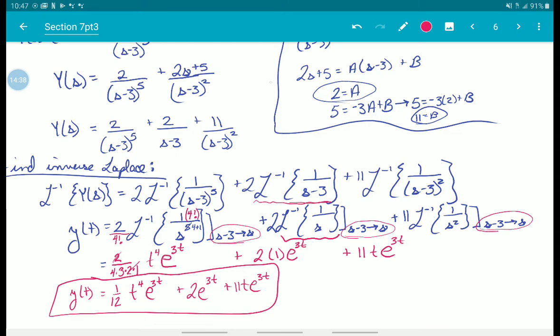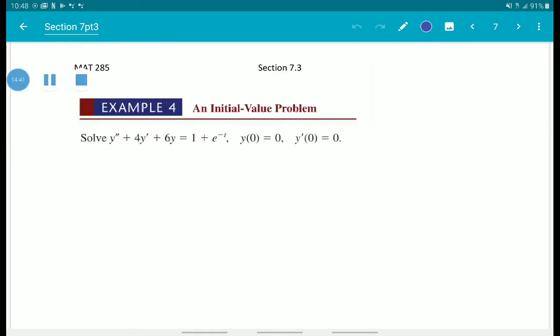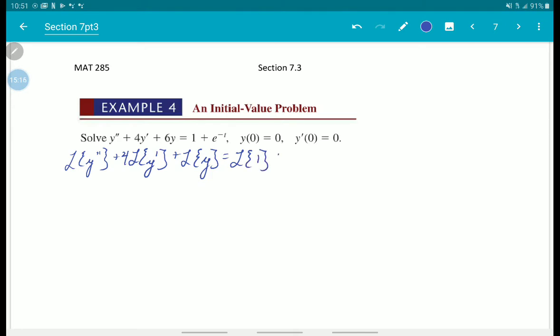Let's do another one. So let's take a look at one more of these. So our first step, like before, is that we're going to have to take the Laplace of both sides. So that's going to involve us taking the Laplace of y double prime, the Laplace of y prime, the Laplace of y, the Laplace of 1, and the Laplace of e to the negative t.